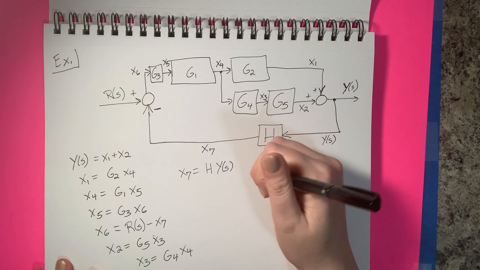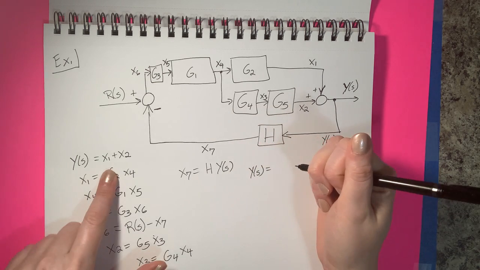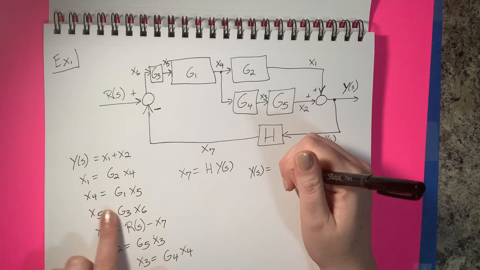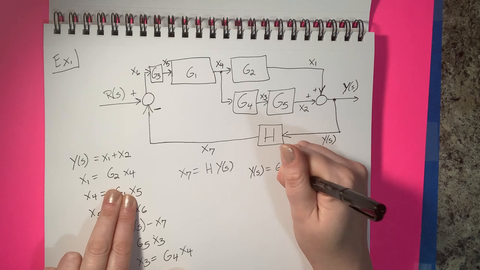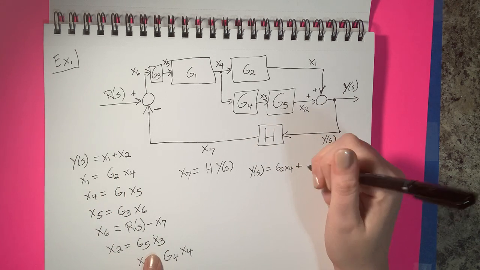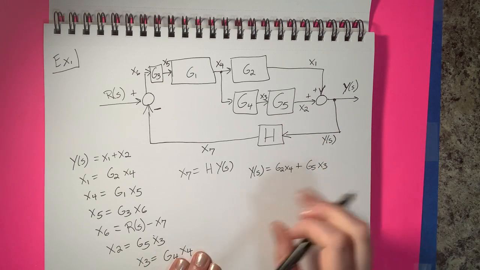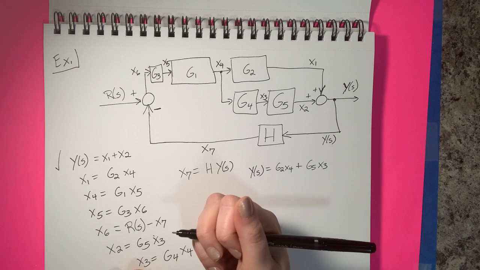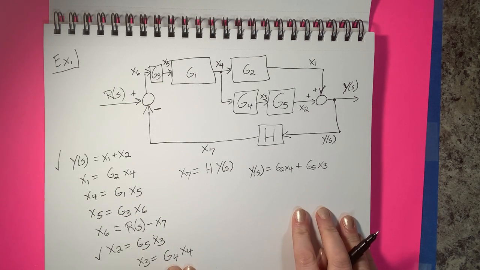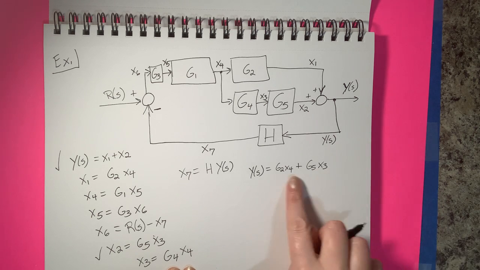So here we have y of s equals x1 plus x2. So I'm going to go ahead and make the substitution: G2 x4 plus the x2, which is here, g5 x3. All right, so now I'm going to go ahead and mark these off so I know I've used them already. Let's make this substitution for x3. I'm going to go ahead and eliminate that. So then we can combine the x4s.